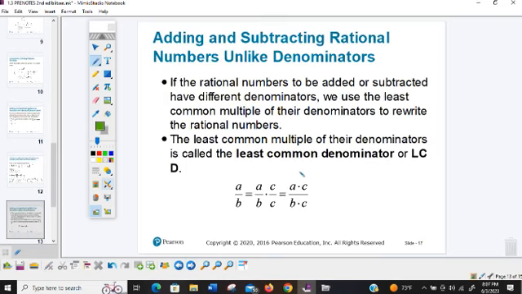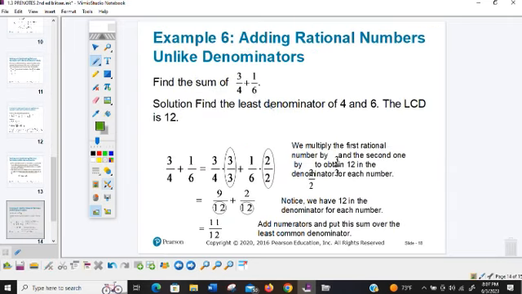Now on this example, it says, don't forget, when your denominator is not the same, you have to find the least common denominator. That is the first multiple, not factor, the first multiple that they have in common. So let's look at the next example. We have 3/4 plus 1/6. So our denominators are 4 and 6. You want to find the first multiple they have in common.